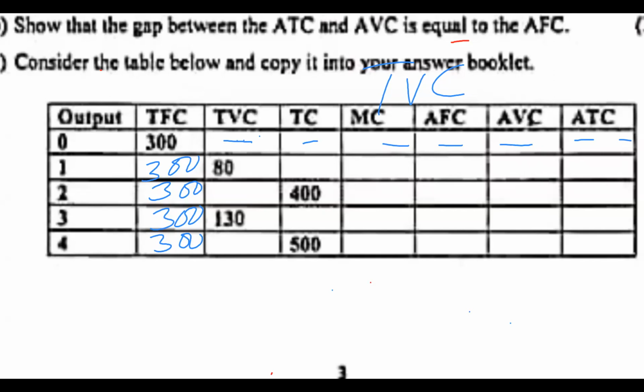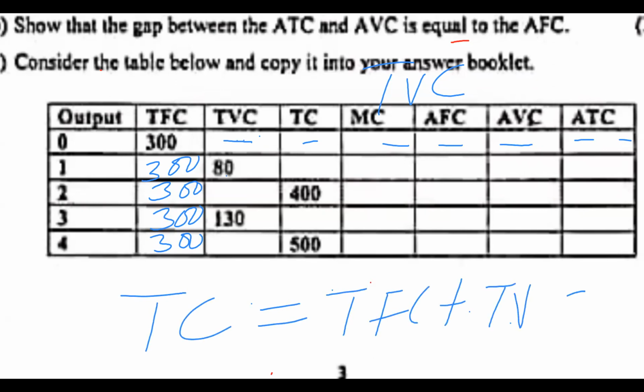Now the second line, to get the total cost. How do you get the total cost? You have the fixed cost, you also have the variable cost. So you add: the total cost is equal to total fixed cost plus total variable cost. That's what we said, right? So it will be 380.